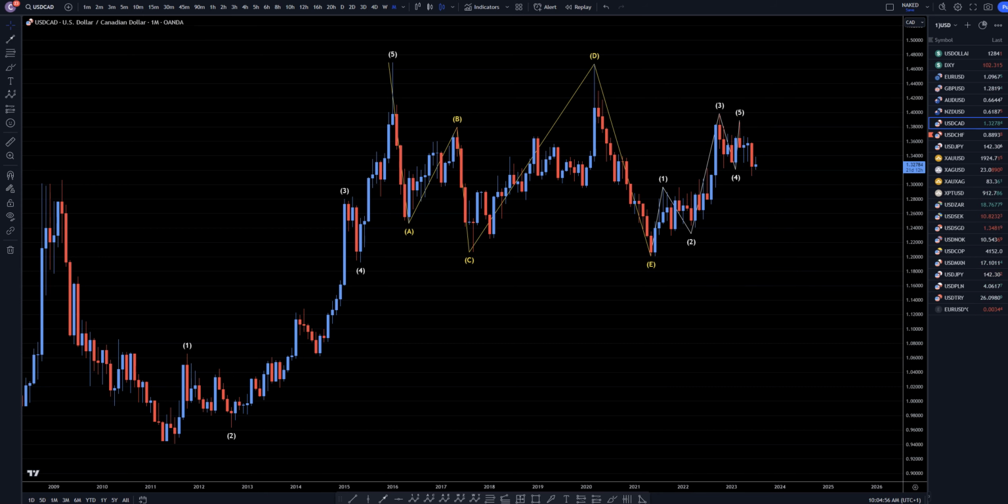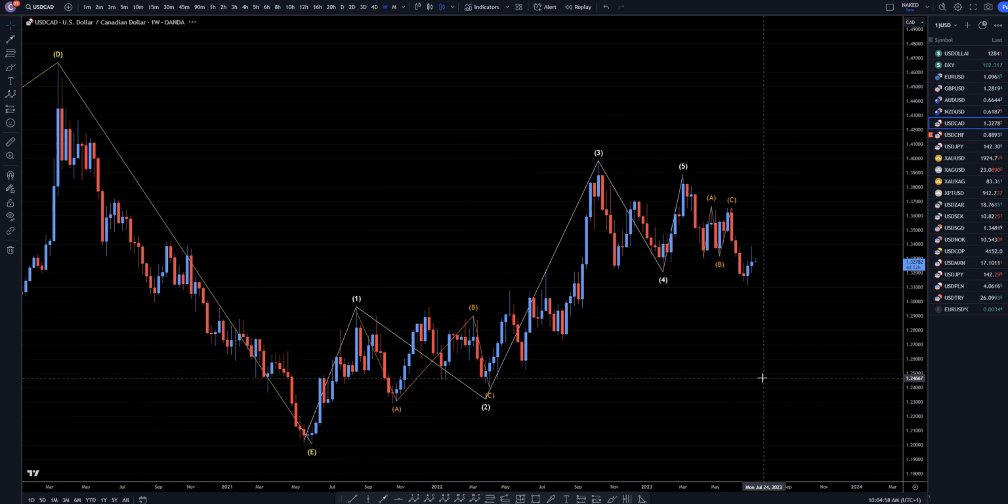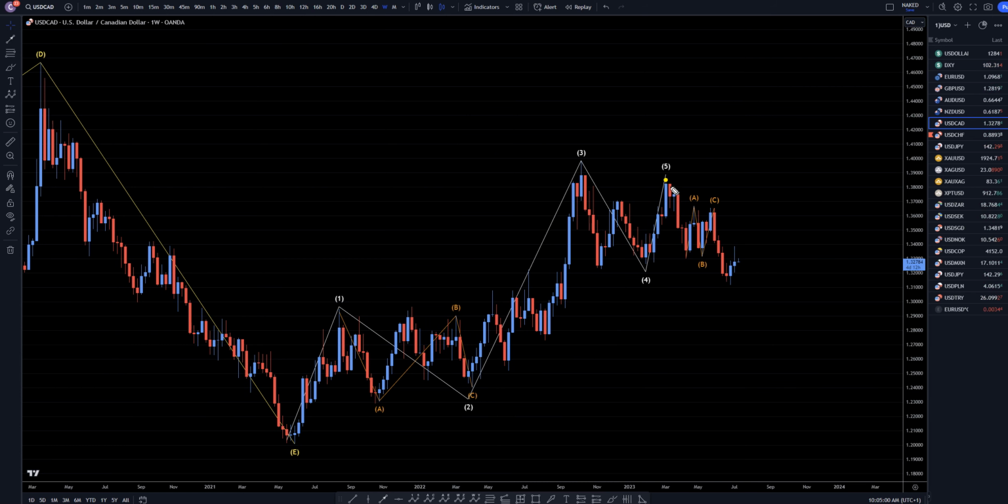So let's head down to the weekly time frame. On the weekly time frame, I think this first push down is a 1. I think this move up is an ABC like a 2. And I think this is just going to keep on going down for a wave 3, making those lower lows, lower highs, making a nice downtrend. So let's take it down to the daily time frame.